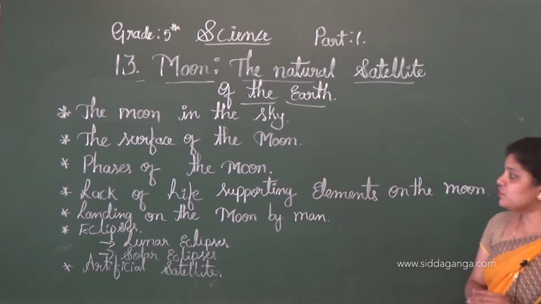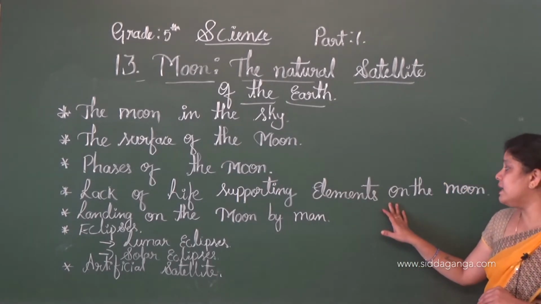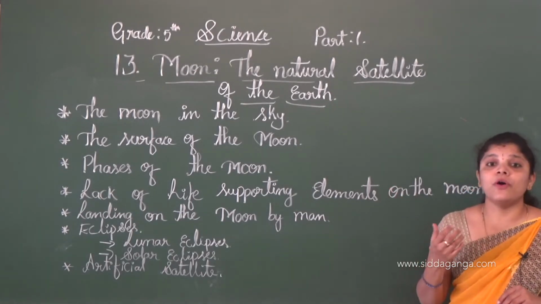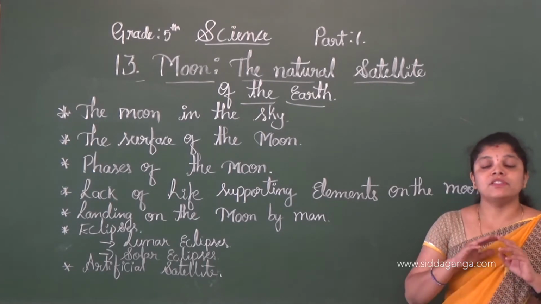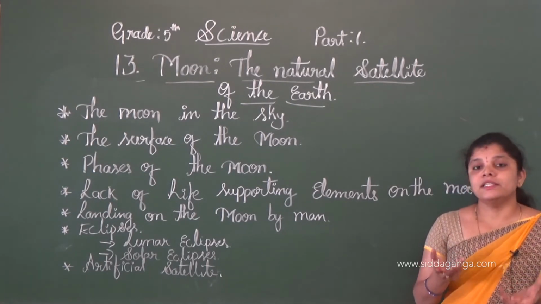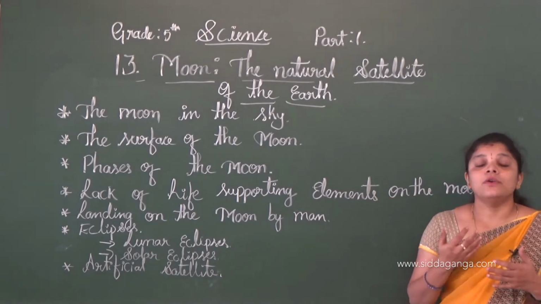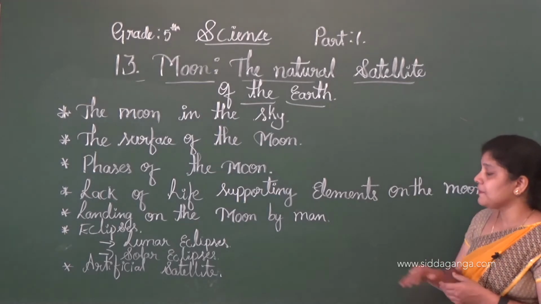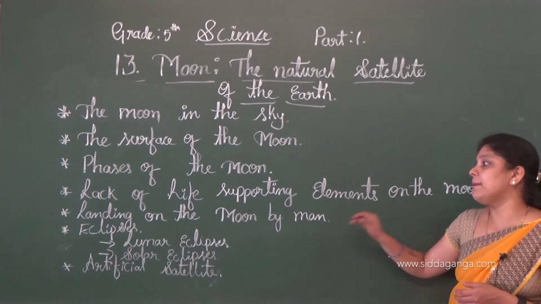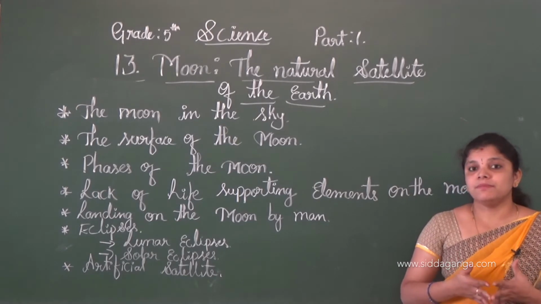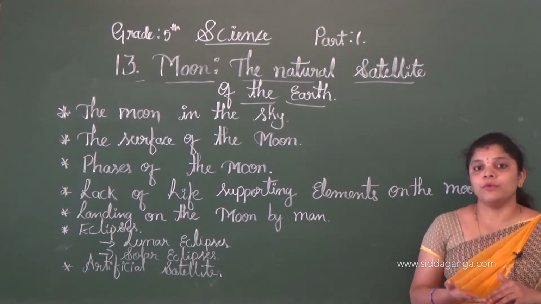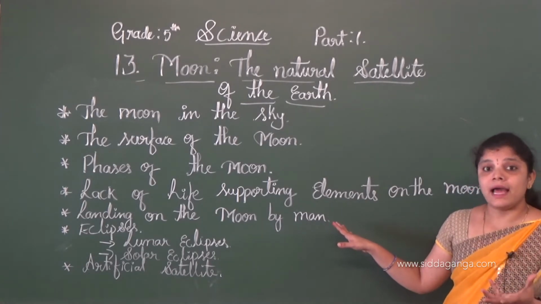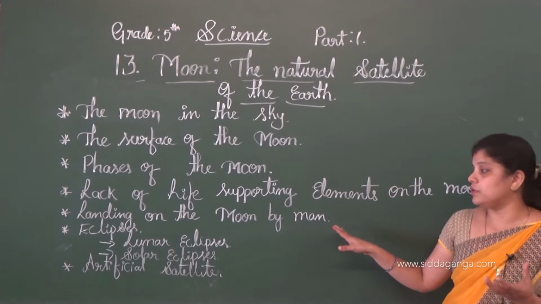Okay. And the next topic is the lack of life supporting elements on the moon. As you know, there is no life on the moon. Life does not exist on the moon. Why? In this topic you are going to know the reason why life does not exist on the moon. Okay. And next, landing on the moon by man. Yes, many space persons have stepped on the moon. We will learn about the space persons who landed and stepped on the moon.